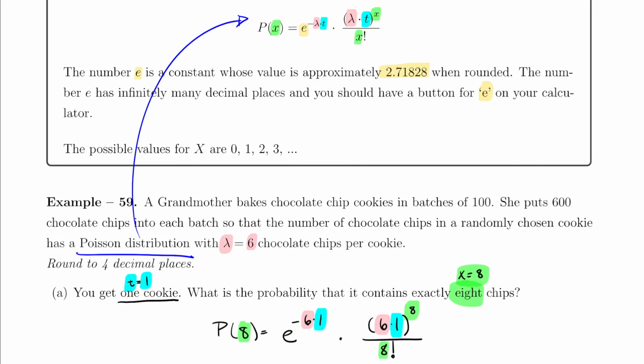And I know whenever I type things into my calculator, if my exponent has a lot going on, I want to simplify and then mark it. So here, 6 times 1 is 6, times negative 1 is negative 6, so that's e to the negative 6, which I'll offset in parentheses, times 6 times 1 is 6, so that's 6. Remember, this is not 61 or 6.1, but 6 times 1 to the 8th over 8 factorial, which I'm going to write as 8 times 7 times 6 times 5 times 4 times 3 times 2 times 1.